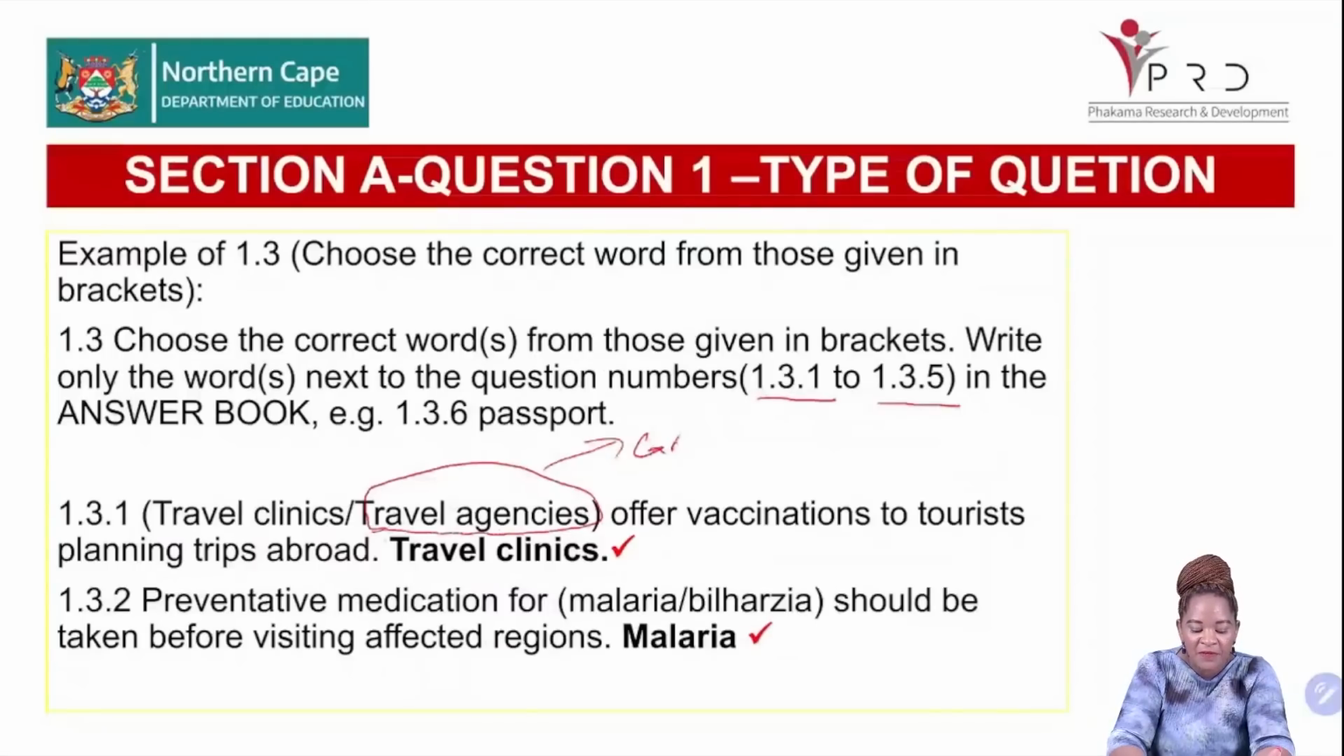1.3.2, preventative medication for malaria or bilharzia should be taken before visiting affected regions. You cannot choose bilharzia, guys, because you will get bilharzia if you swim in the destination that you are visiting. It cannot be something prior to your visit to that destination. So it has to be malaria, because with malaria, you have to take precautions before you visit the destination.